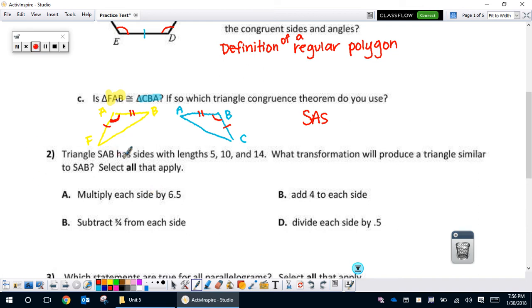Alright, triangle SAB has side lengths 5, 10, and 14. Which transformation will produce a similar triangle? So we definitely want to be similar to SAB. Select all that apply. That definitely means it has more than one answer. Similar is when you multiply or divide. So all the ones that have multiply or divide will produce similar triangles. Adding or subtracting will just be congruent.